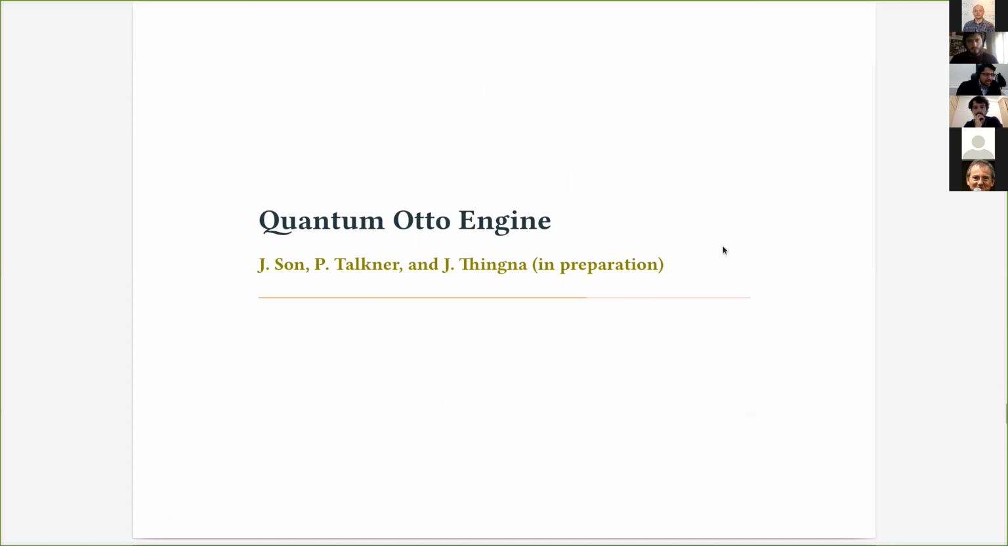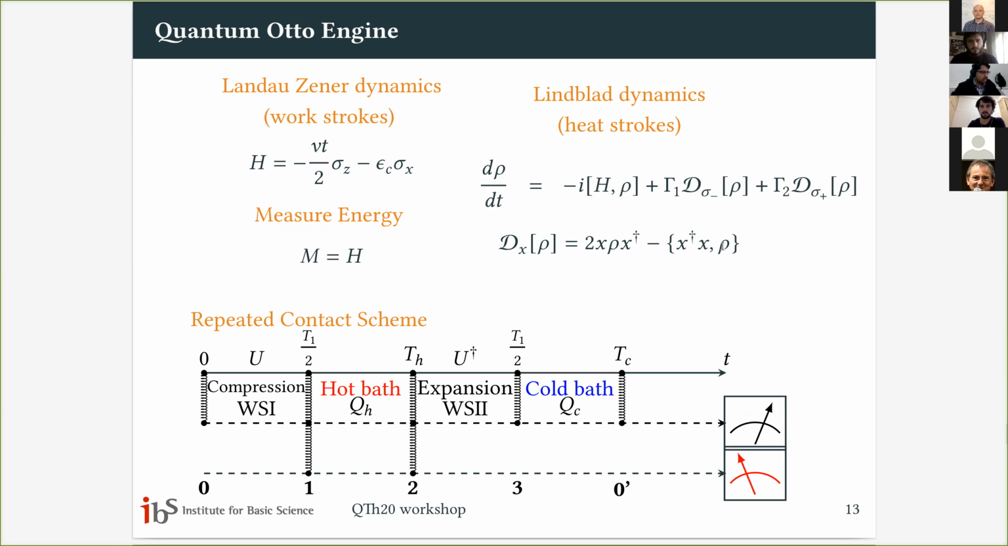Okay, so let me come to the Otto engine and quickly explain why this is important in the context of the Otto engine. Now, to the community here, I don't need to explain the Otto engine too much in detail, but I will just pictorially focus here, where what we have is a compression stroke, a connection to a hot bath. So this is a very standard Otto engine. The expansion stroke, which is the second work stroke, and a connection to a cold bath. And in order to measure, what we are going to do is basically use the energies of the system as our measurement operator.